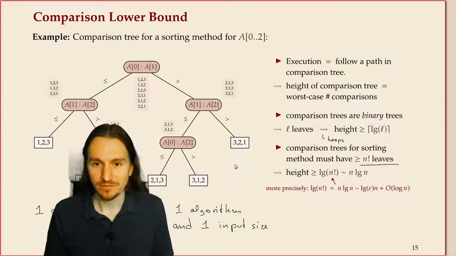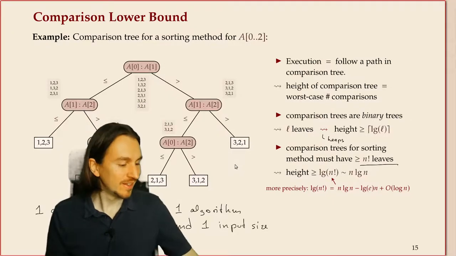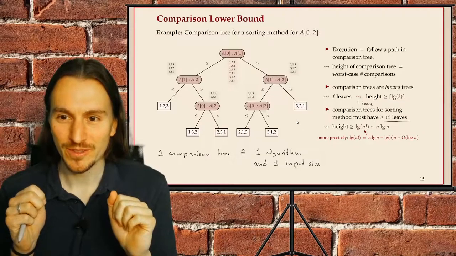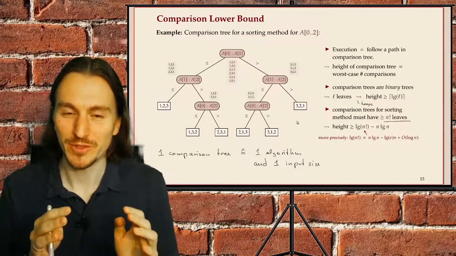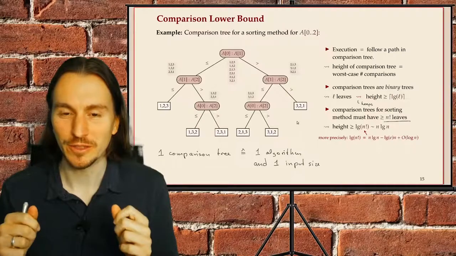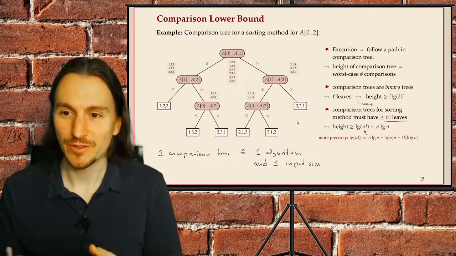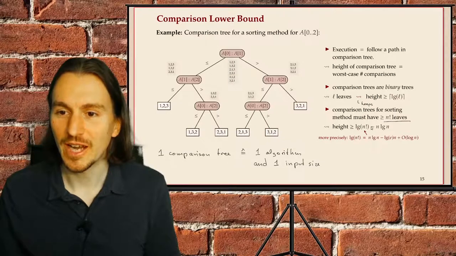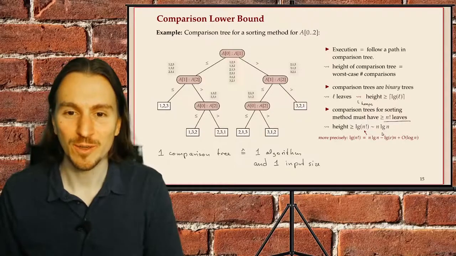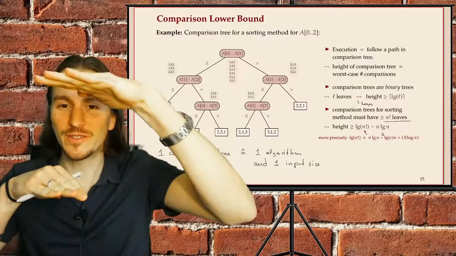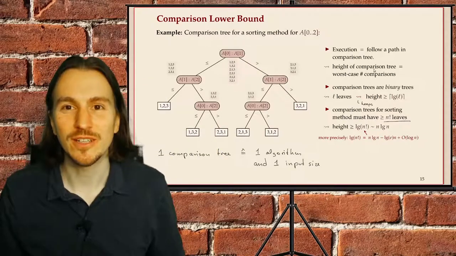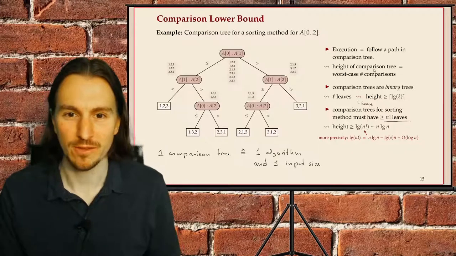Any comparison-based sorting algorithm corresponds to one decision tree per input size. Any such decision tree for a size n has to have n factorial leaves, and it has to have height at least log of that, which is n log n up to lower order terms. So the height of this comparison tree must be n log n, and the height of the comparison tree is the worst case number of comparisons of that algorithm.